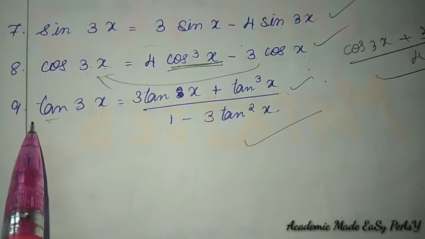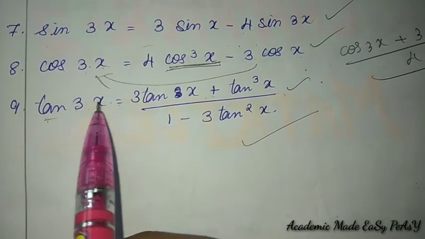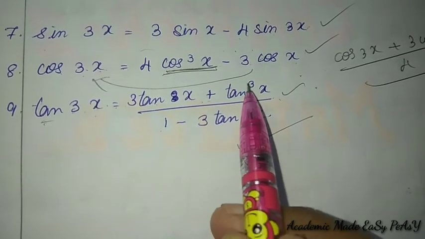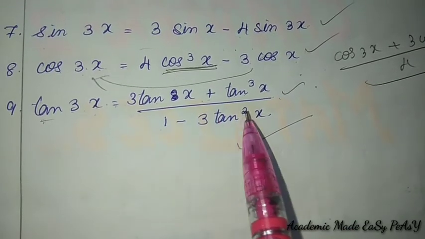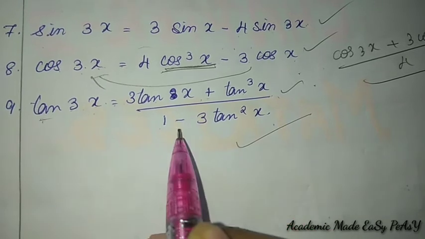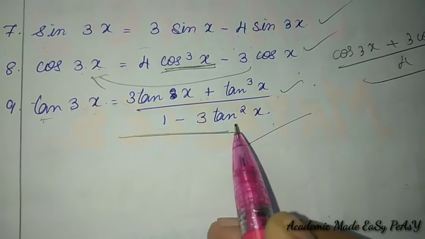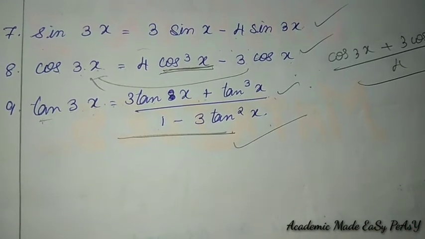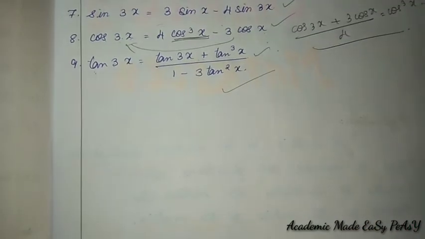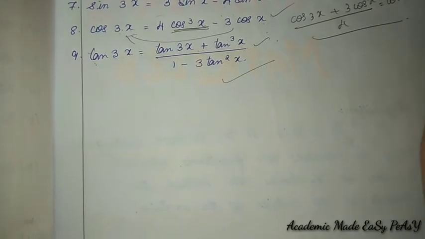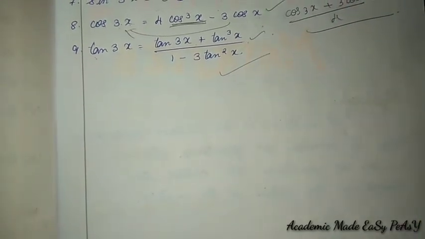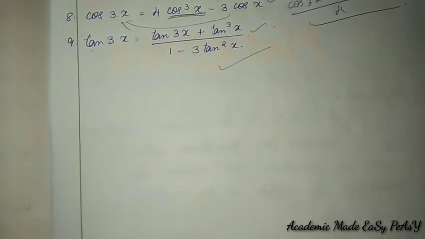Last formula is tan 3x. Tan 3x is equal to 3 tan x plus tan cube x divided by 1 minus 3 tan square x. This is the formula, and this is also very important, and by this the properties are over. If any such properties are really needed, or if I have missed any in this, I will teach you when we are doing the exercise sums.